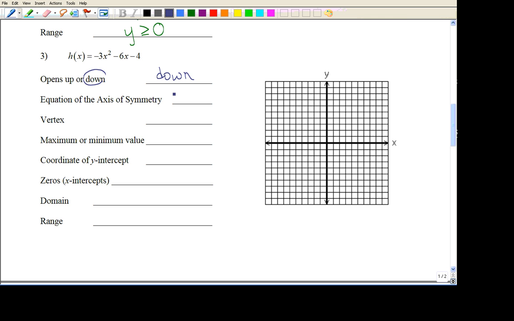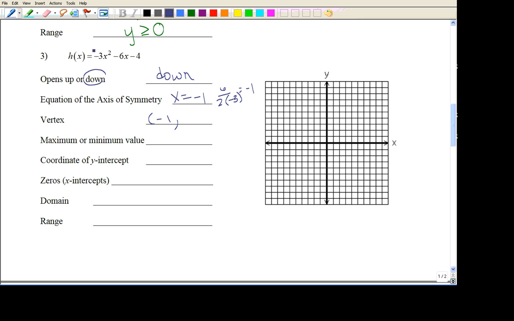The equation for the axis of symmetry is always x equals, don't forget the x equals. So we'll have negative b, so negative of negative 6 is positive 6 over 2 times a, which is negative 3. 6 divided by negative 6 is negative 1. So the axis of symmetry is x equals negative 1. Therefore, the x value for the vertex is negative 1.